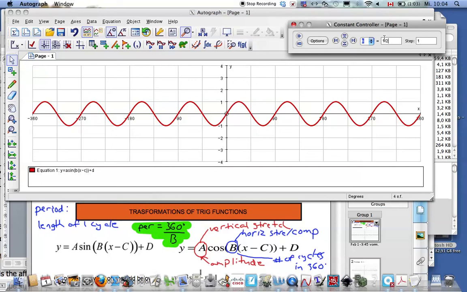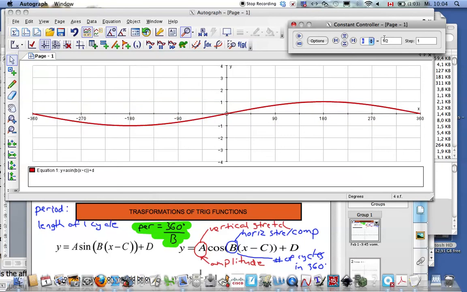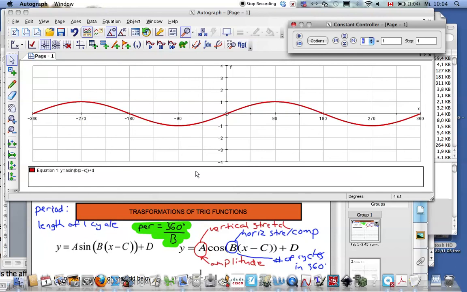So just very quickly to demonstrate, think about what happens when b is going to be a half. What that means is that you're only fitting half of a cycle in 360. Bam, you see what happens? So my period now, the length of a period, 360 divided by a half is 720. So it's taking 720 degrees to cover one period. Okay, so this is all about the horizontal and the vertical.